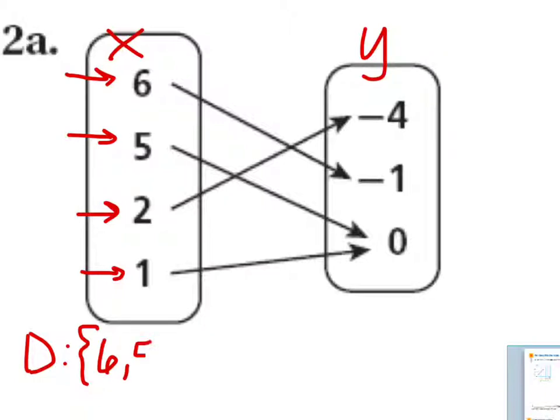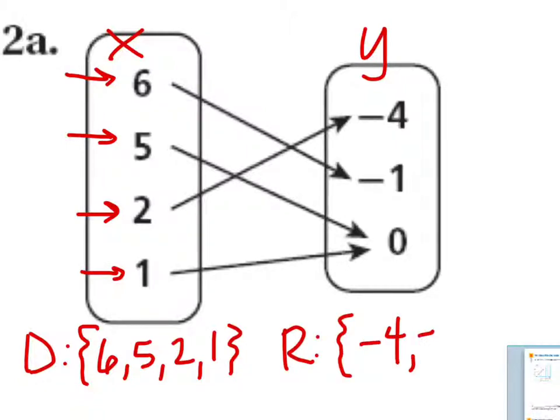The domain is 6, 5, 2, and 1. And then the range, our y values, are going to be -4, -1, and 0. Now notice, there's actually 2 points that have 0 for y, but we don't need to repeat them when we do the range. So only list each number in the range and the domain once.